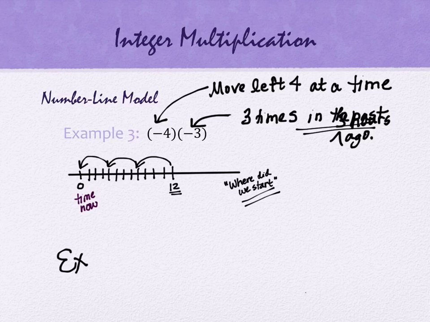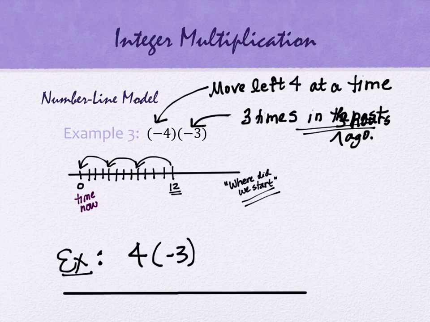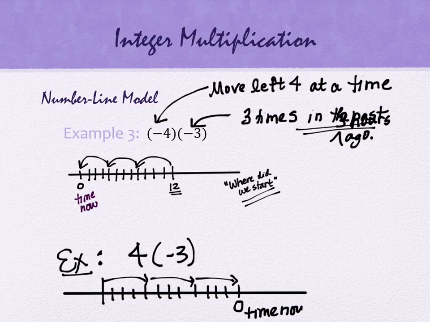Okay, so we're going to try to create an example where the first one's positive and the second one would be negative. So this would be moving 4 steps at a time to the right. All right, and this is our time now. Okay, and so the question is, where were we when we started at the beginning of this thing? And the answer would be -12.